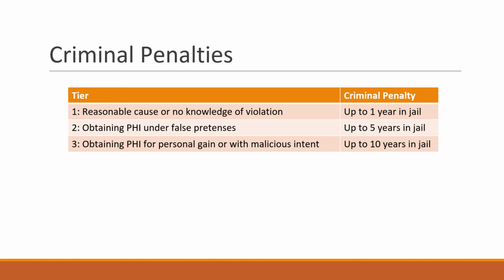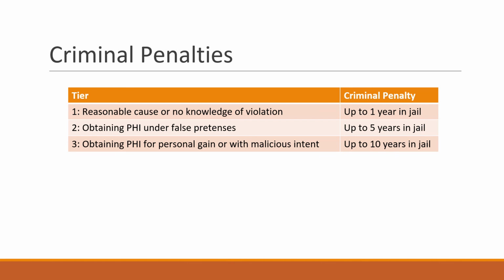So criminal penalties, there are 3 tiers. Reasonable cause or no knowledge of violation could be up to 1 year in jail. Obtaining PHI under false pretenses could be up to 5 years in jail. And obtaining PHI for personal gain or with malicious intent, it could be for up to 10 years in jail.